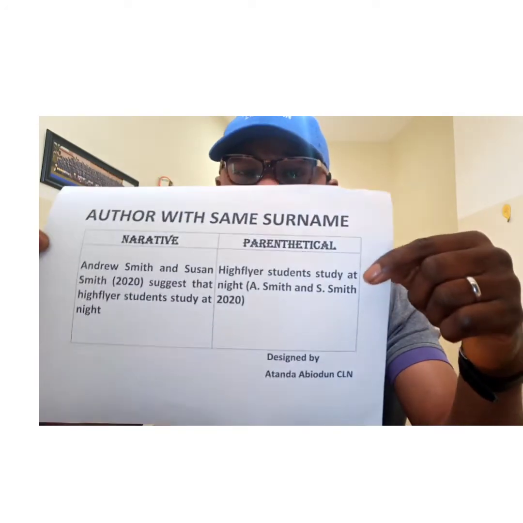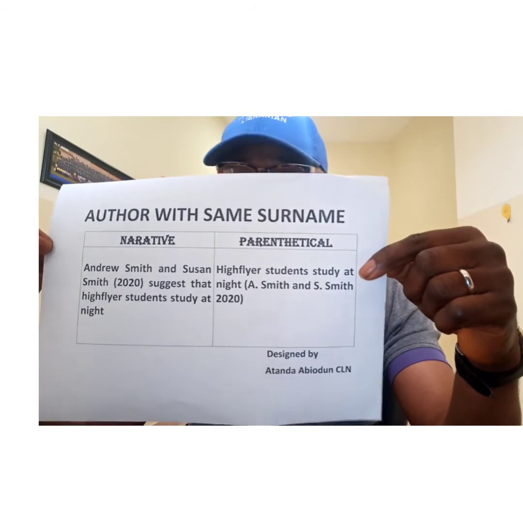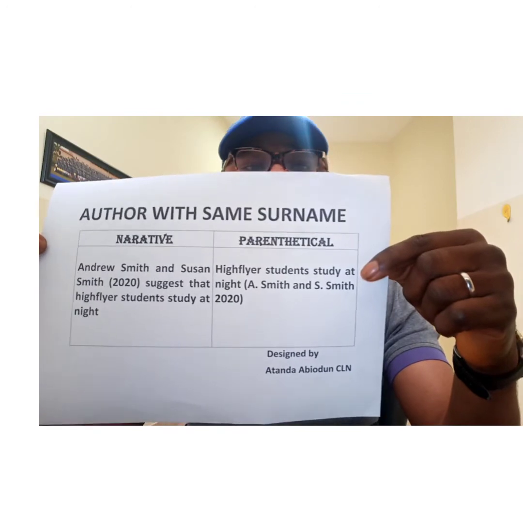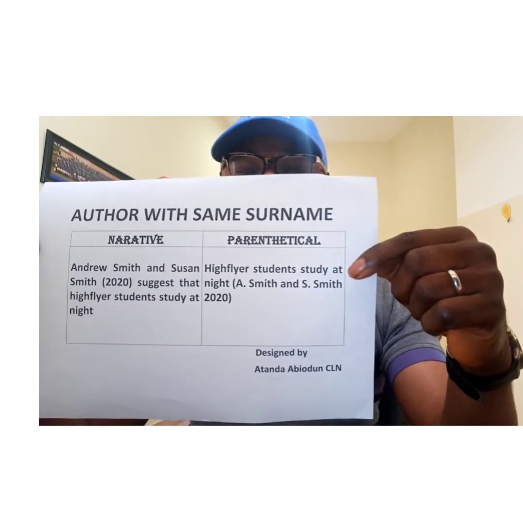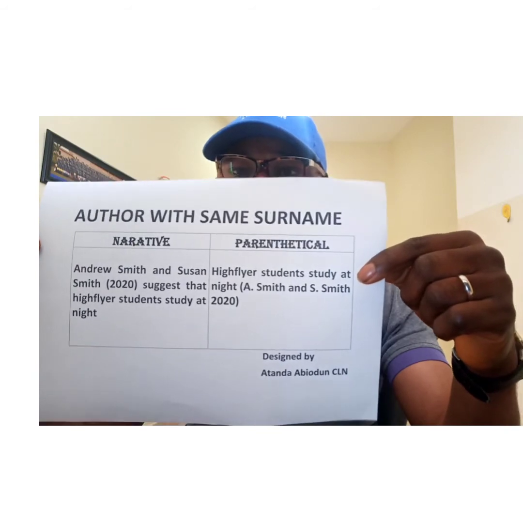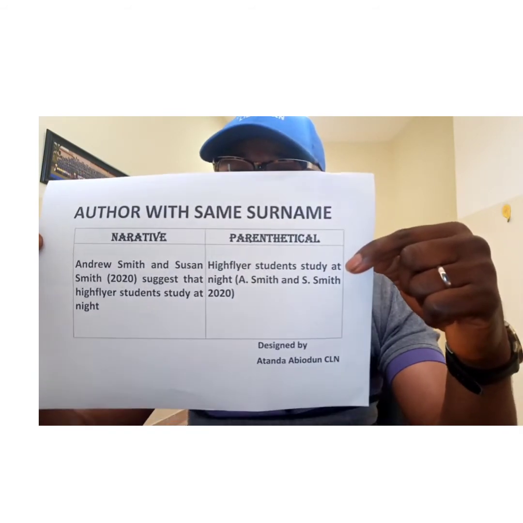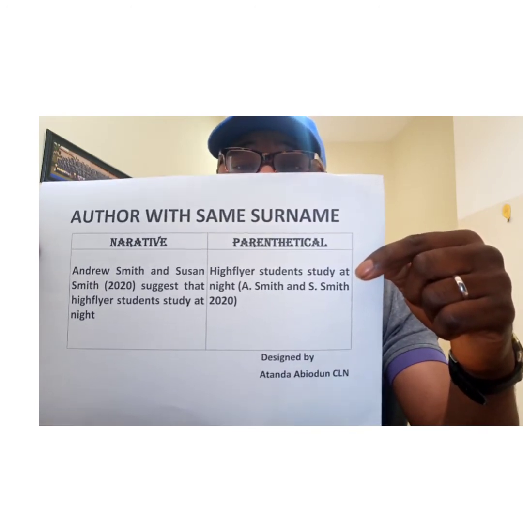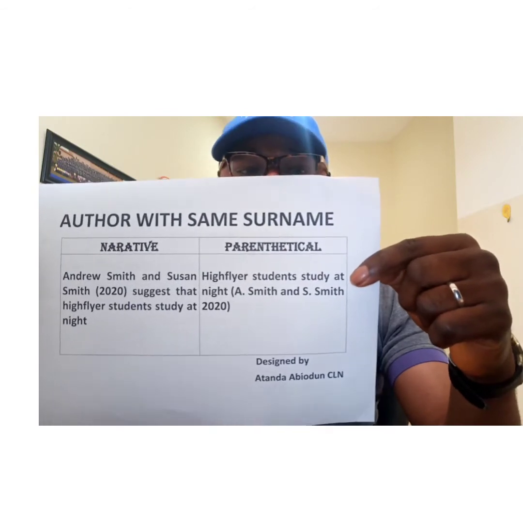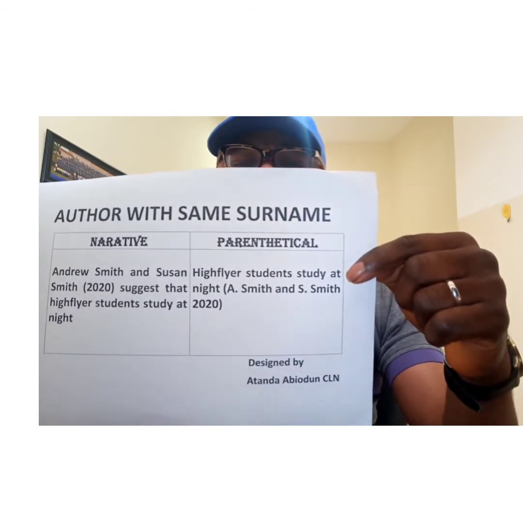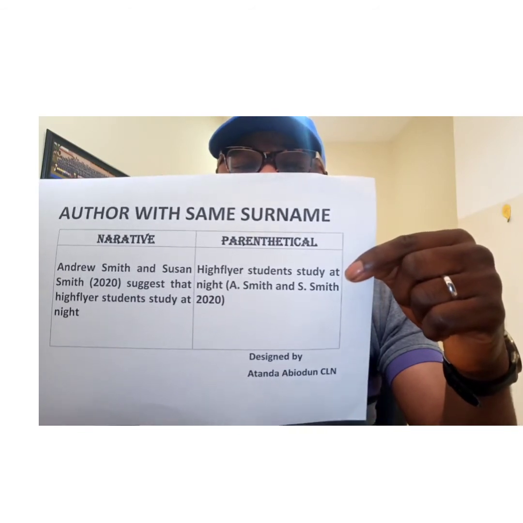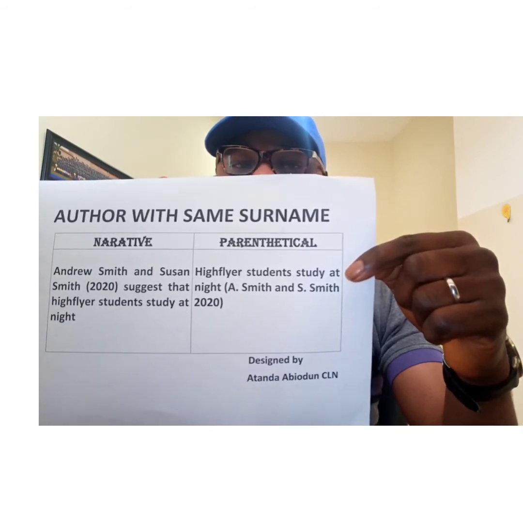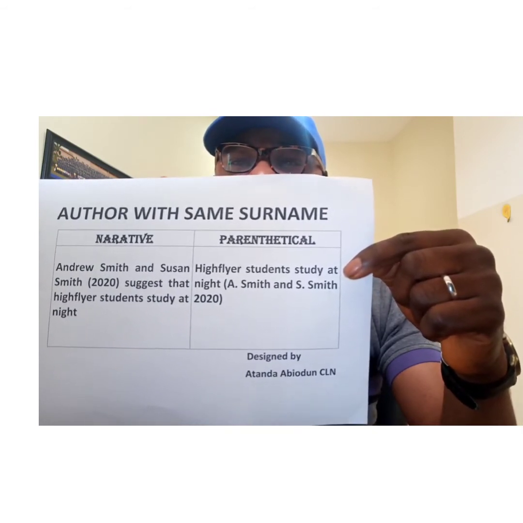In narrative, the rule says you write the full name of the two authors or more authors. Say for instance, in this case we have Andrew Smith and Susan Smith as husband and wife, and they've written a particular book I'm citing. What I will do in narrative is that Andrew Smith and Susan Smith will be written in full, followed by the year of publication. Let's say for instance now, Andrew Smith and Susan Smith 2020 suggests that high-flyer students study at night. That is narrative.